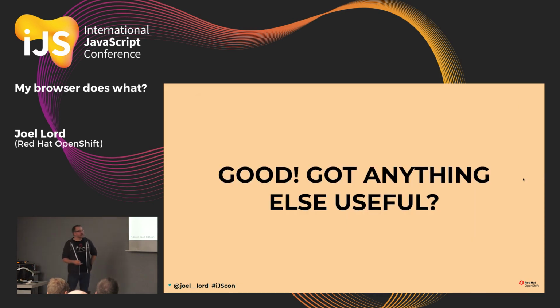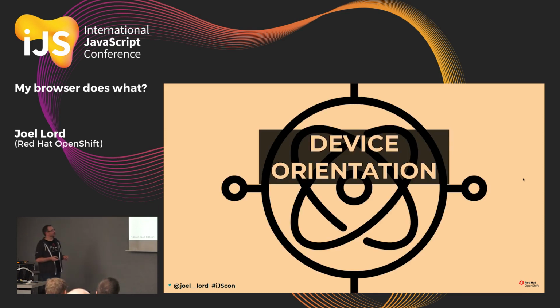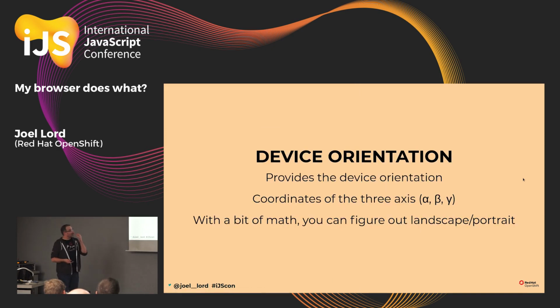All right, that was good, wasn't it? So, we might have something else useful here. Well, kind of. More fun than useful again. Device orientation. It was quite interesting for me to discover that it's relatively well supported. It'll provide you the device orientation, and it will give you coordinates on the 3 different axes, alpha, beta, and gamma. And if you do some maths, you can figure out some things like, is it currently in portrait mode or landscape mode? There's a few things that you can do with that.